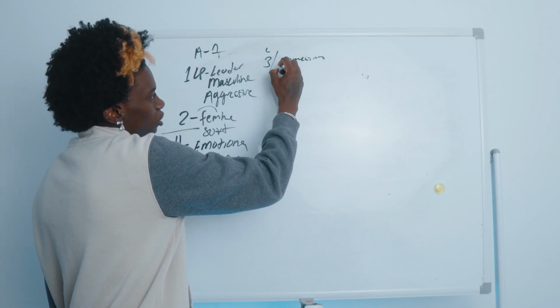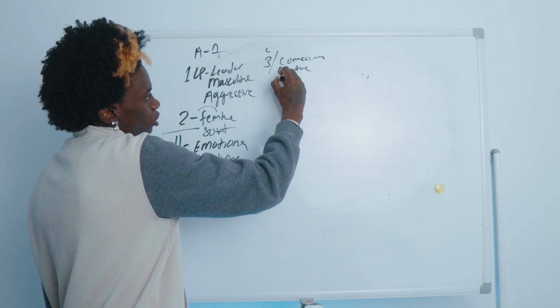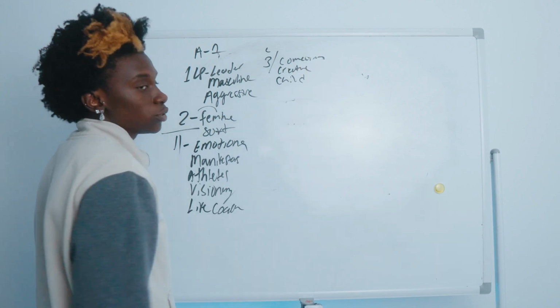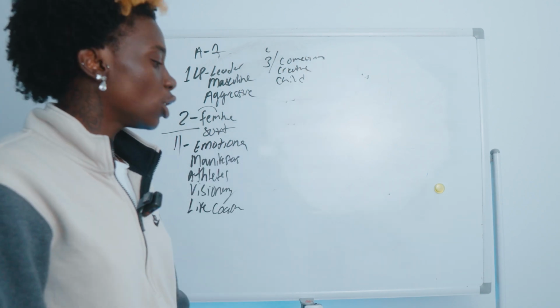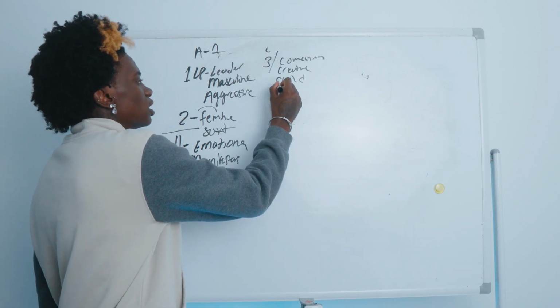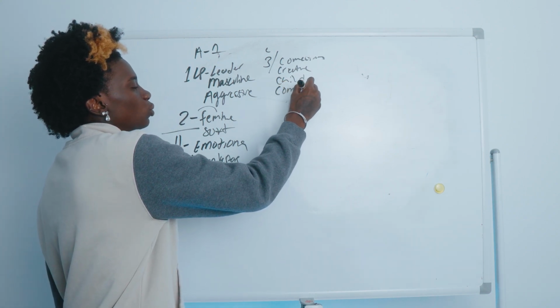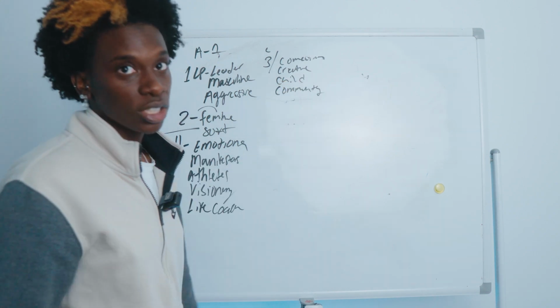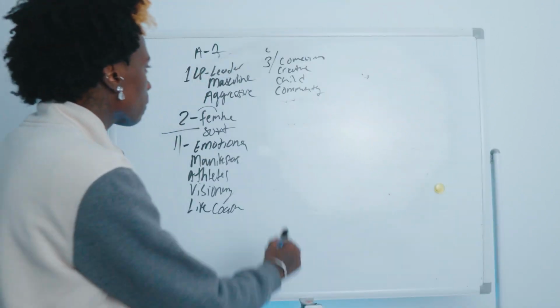The comedian, the creative, the child. This person is very good with people. This person is really creative, very communicative, is very big on community. The 3 does not like to be by themselves too much, and they shouldn't. They should be around people all the time. They should always be around their friends, okay?